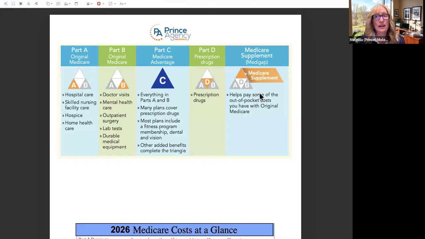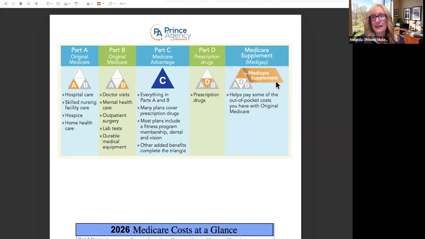You have participating and non-participating. Participating would write off the difference. Non-participating would possibly balance bill you. And that's where we would probably recommend the Plan G at Prince Agency if somebody was going to go with the Medigap plan choice because it covers those excess charges. But it's a secondary payer. They don't make any decisions on their own. They're not a network of providers.